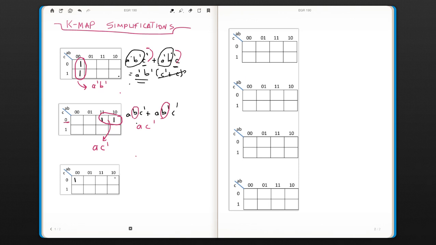Here's an interesting one. They are not really adjacent to each other, but if you think about that, they again share two literals that are not changing. So A is going to drop from here, and the way you circle this is as if they are adjacent to each other, because they're at the end of the table. So A is changing, A is going to drop, B is not changing, and it's zero, so it's going to be B' and C'.